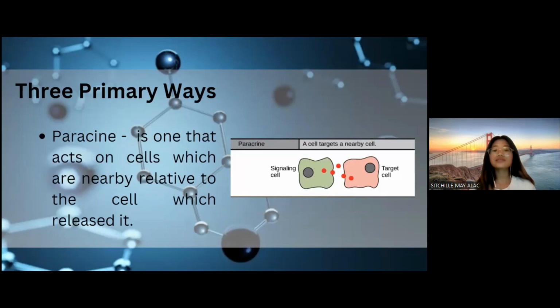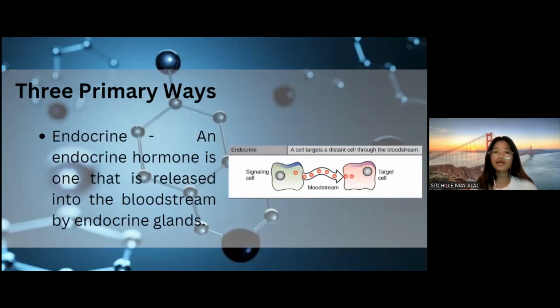So, the second one is the paracrine. It is one that acts on cells which are nearby relative to the cell which released it. So, yung paracrine is iba siya sa autocrine dahil yung autocrine is yung cell na nag-release niya yung i-attack niya, while yung paracrine is yung cell na nearby sa kanya, yun yung i-attack niya. Bali, ta-target niya yung pinakamalapit na cell. Gets na ba? Okay, let's proceed to endocrine.